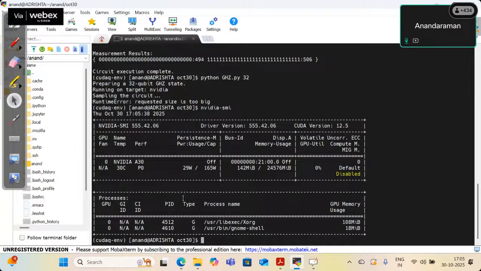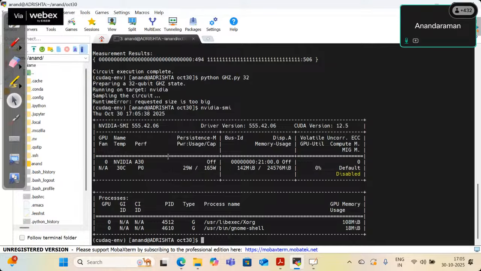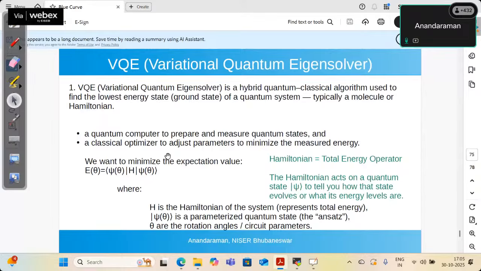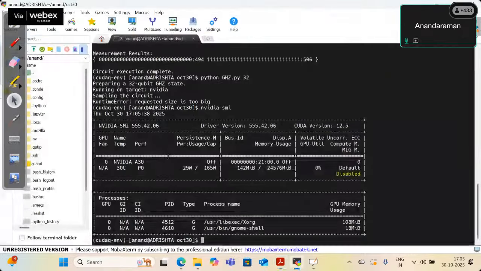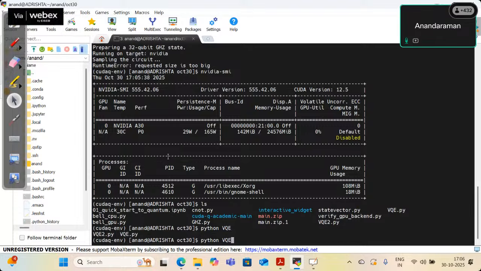Yeah, this NVIDIA A30 has 24 GB RAM. That's why I am not able to run 2 power 32. This is the curse of dimensionality. Okay, I will run another program: variational quantum eigensolver.